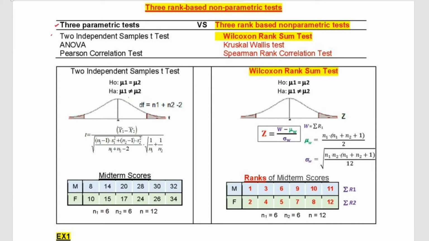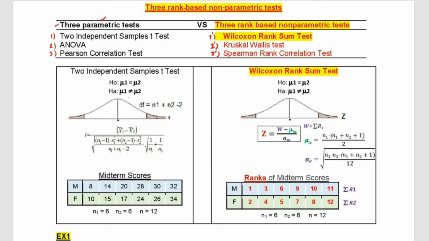Note the names. You have to remember the names. The tests 1 and 1 prime have the same purpose. 2 and 2 prime, 3 and 3 prime serve the same purpose. 1, 2, 3 are parametric tests.